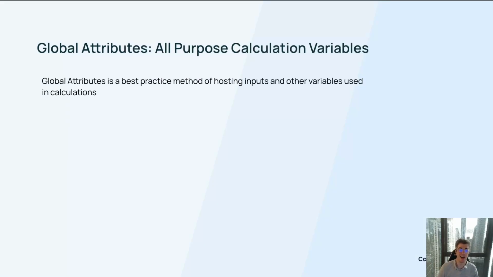So, global attributes at a high level, what are they? Global attributes are intended for all calculation variables. It's considered a best practice method for hosting all of your inputs and other variables that are used in commission calculations.